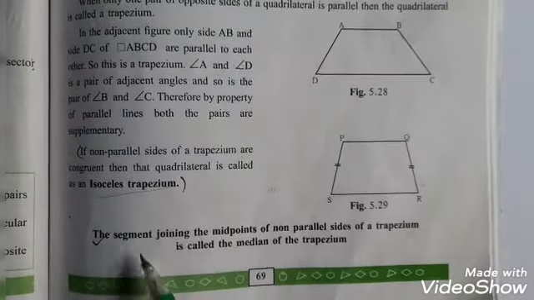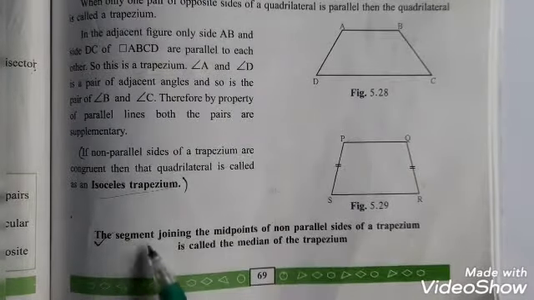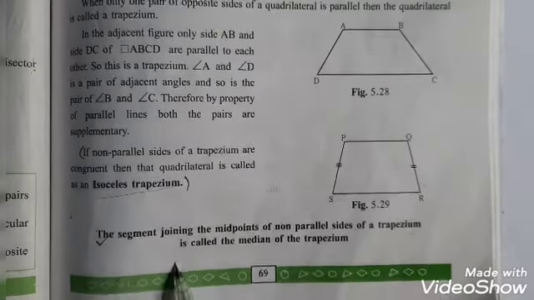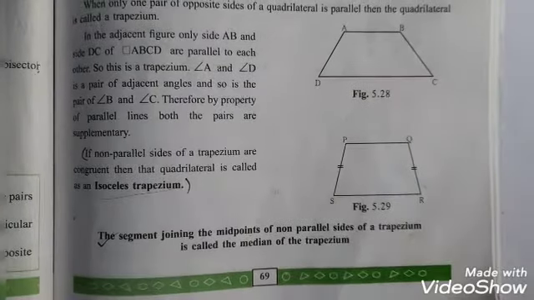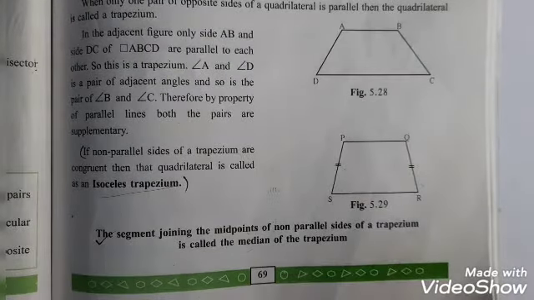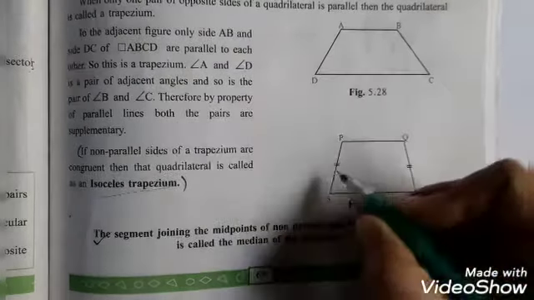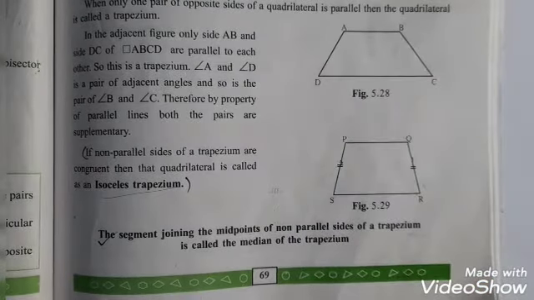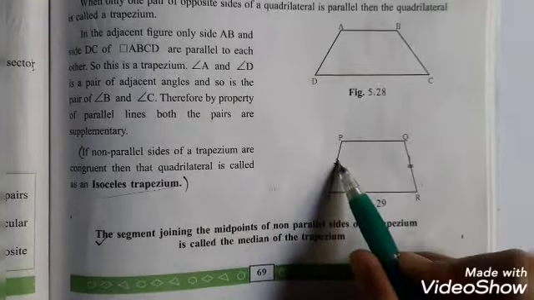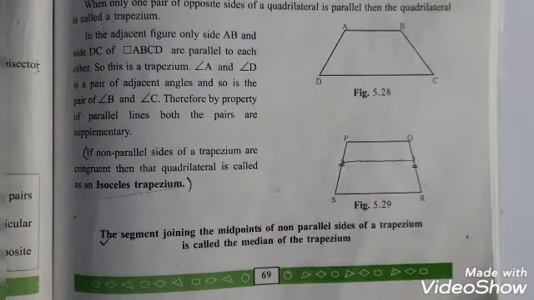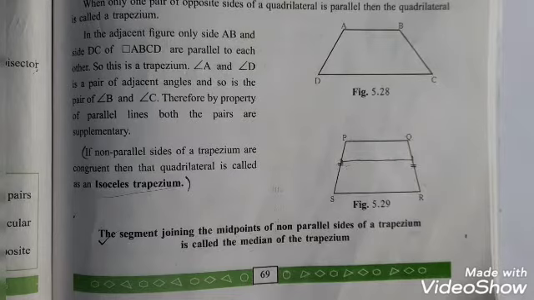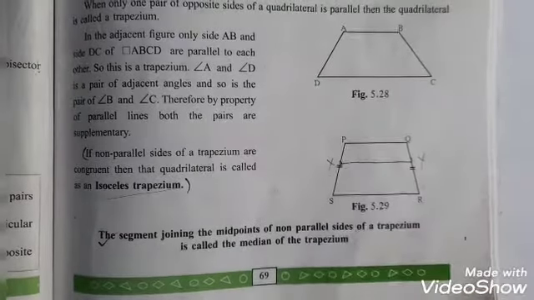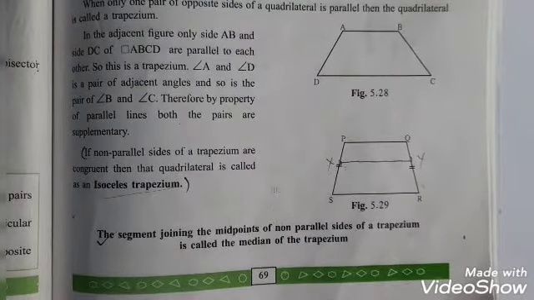Next, the segment joining the midpoints of non-parallel sides of a trapezium is called the median of the trapezium. Suppose here is a midpoint and one midpoint is here. If I draw a segment like this joining the midpoints of the non-parallel sides of a trapezium, and suppose the name is XY, then XY is called the median of the trapezium.